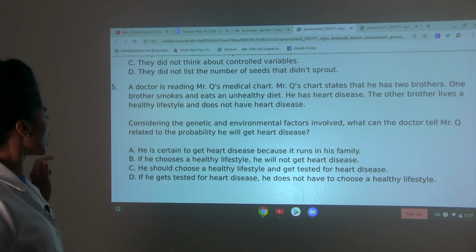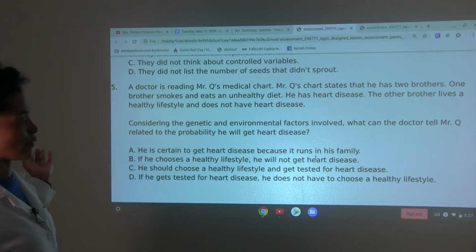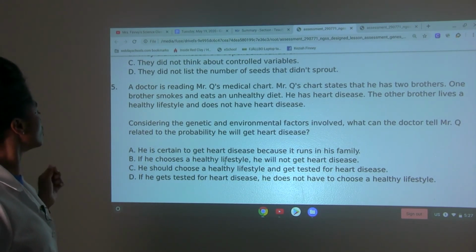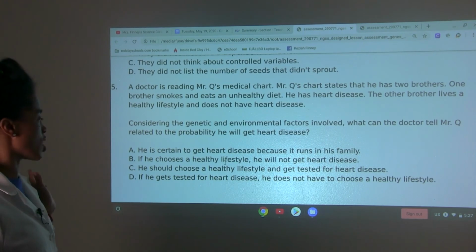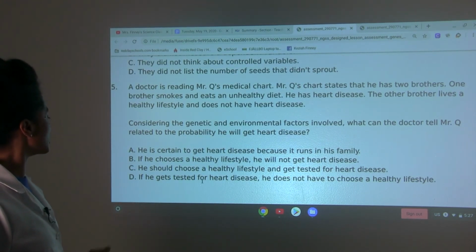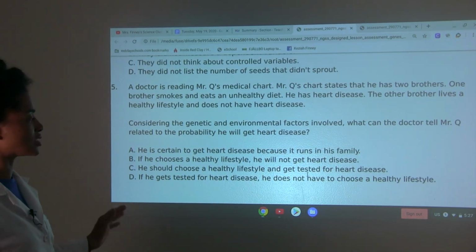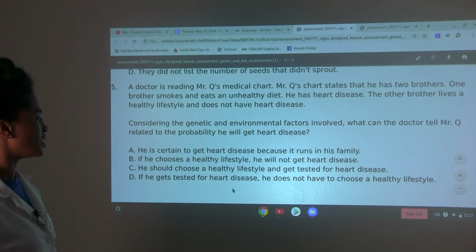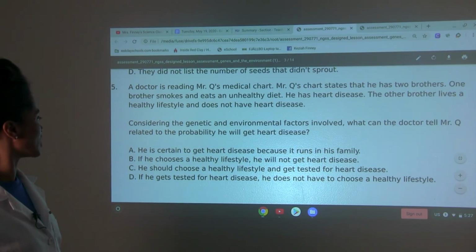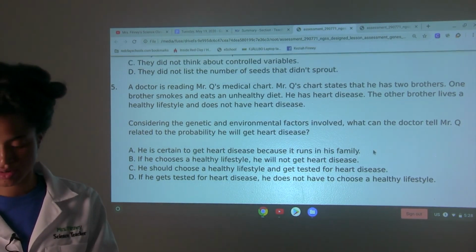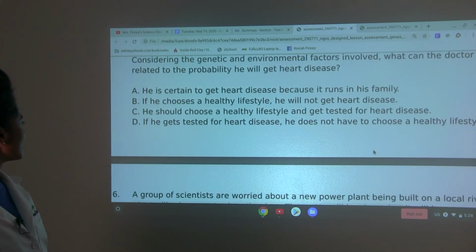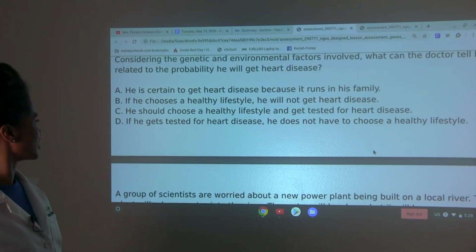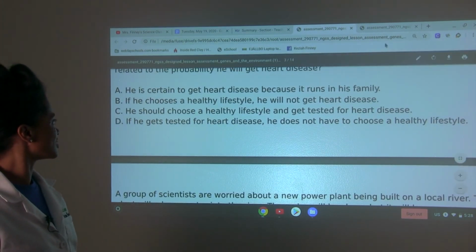A, he is certain to get heart disease because it runs in his family. B, if he chooses a healthy lifestyle, he will not get heart disease. C, he should choose a healthy lifestyle and get tested for heart disease. D, if he gets tested for heart disease, he does not have to choose a healthy lifestyle. Okay, what can the doctor tell Mr. Q? What do you think? A, B, C, or D? Make your choice.